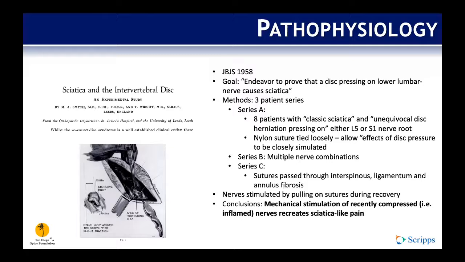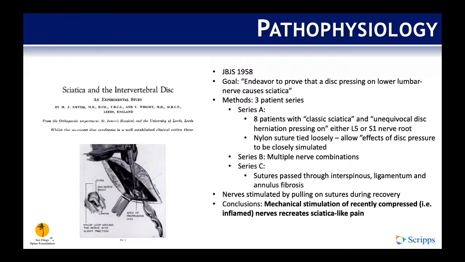And what they ended up doing, I don't know if this picture is projecting on your screen, but they actually ended up putting a nylon suture around the nerve root, rather, after the disc material had been removed. And then post-operatively, somewhere from day 1 to day 7, they stimulated it by just gently pulling on these nylon sutures and asked the patients to describe the sensation that they were having.